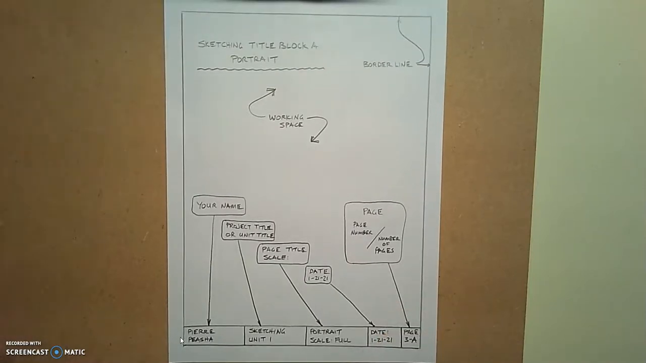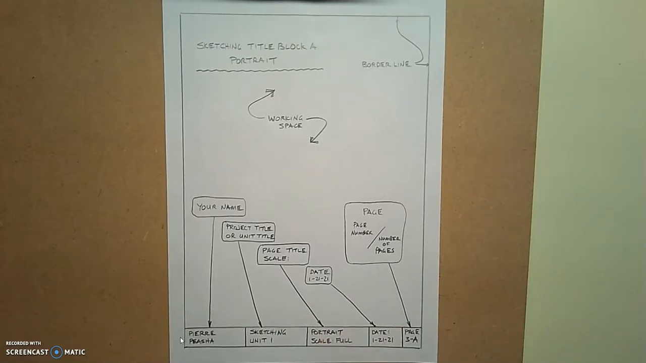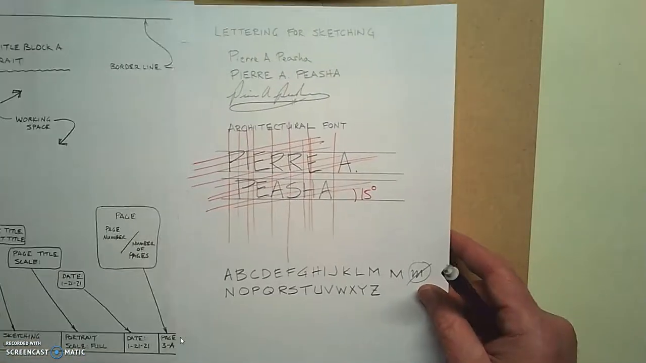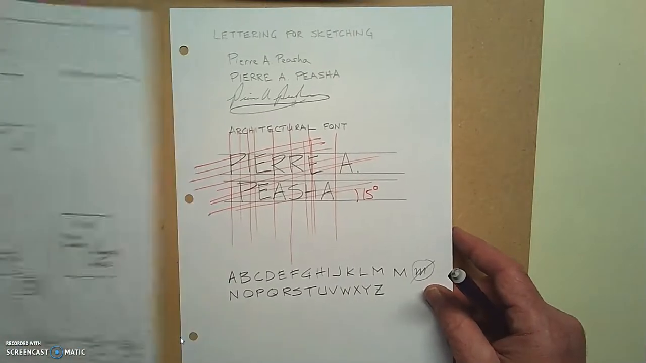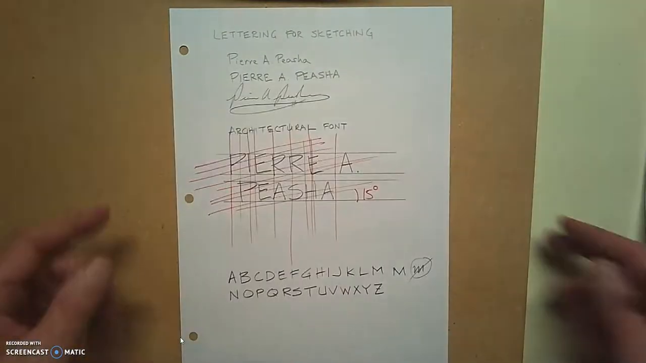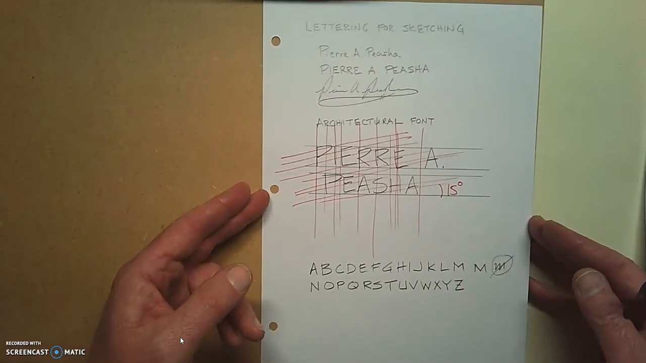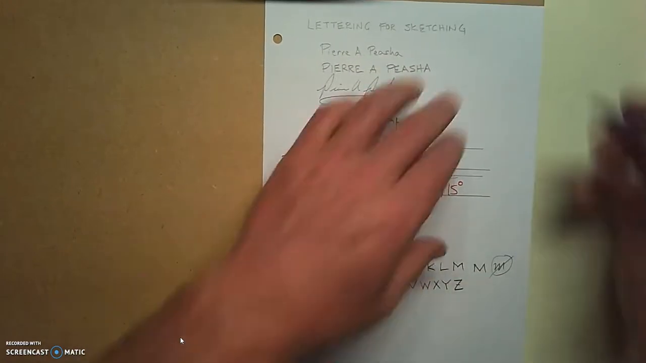Anytime you need to draw a sketch in the portrait orientation, you need to use this title block. Okay? Now that you're watching this, what I'd like you to do is go back and find this page that we did when we started talking about architectural font. And what I would like you to draw a border and title block around this.